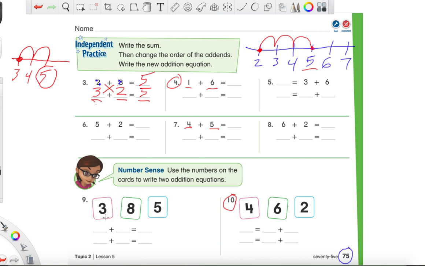Okay, what is the biggest number here? 3, 8, or 5? Point to it right now. It's 8. 8 is the biggest. So that must be the total if we're adding. Now, if we were subtracting, it would go first. But we're adding. We have a plus sign right here. So the big total number must go at the end. And now, what do you have left? Now you just have 3 and 5 left. Okay? I got you guys started with that one.